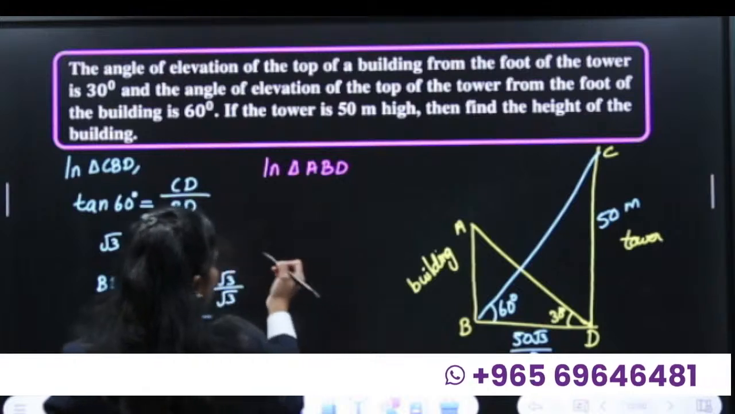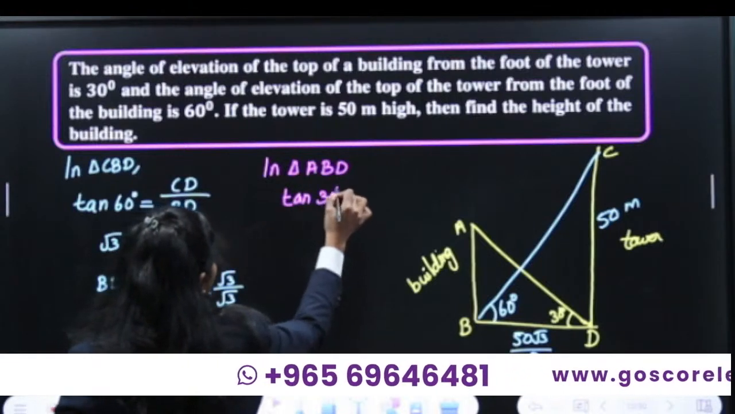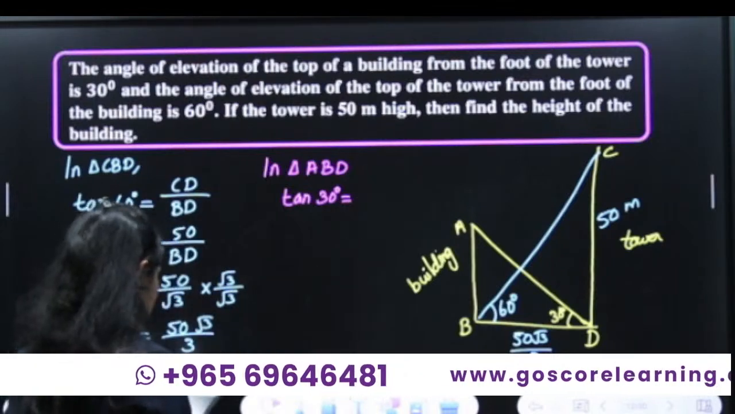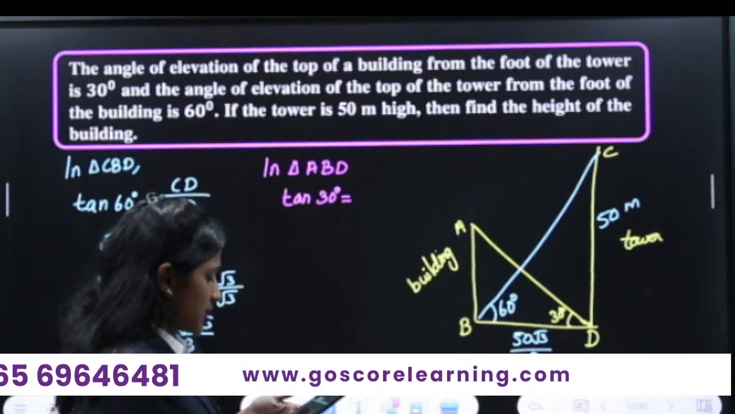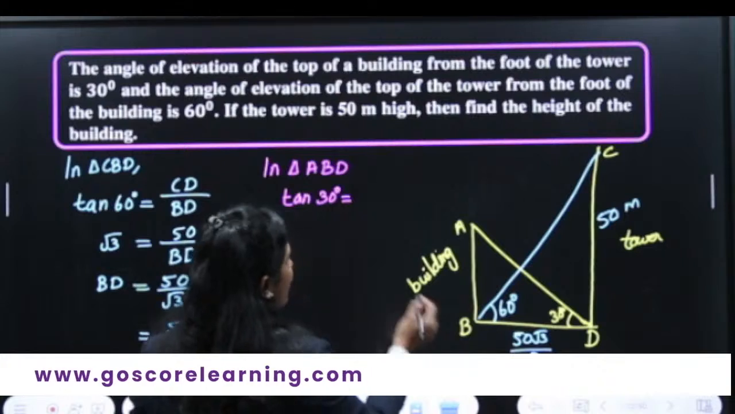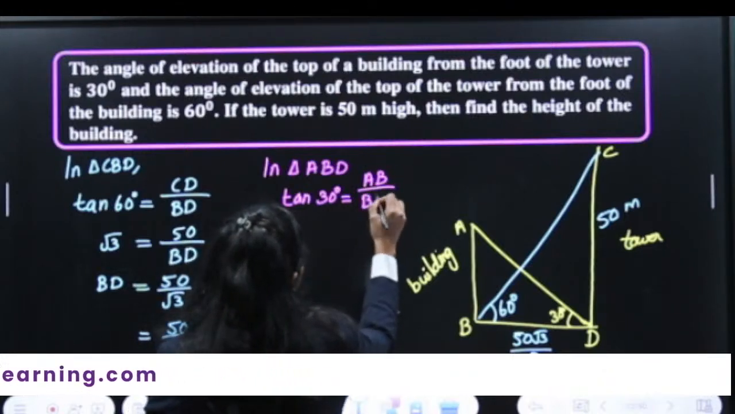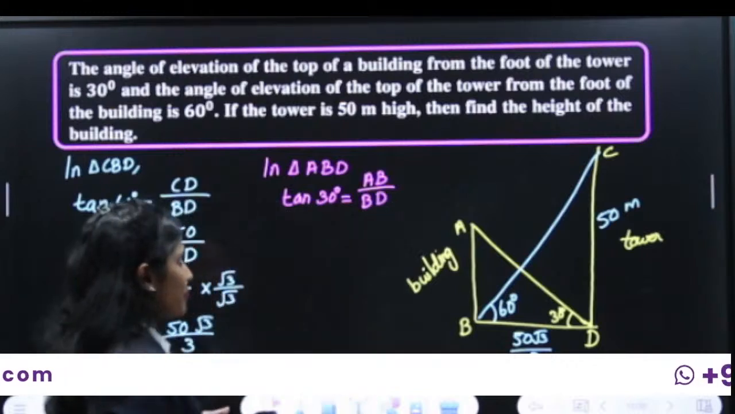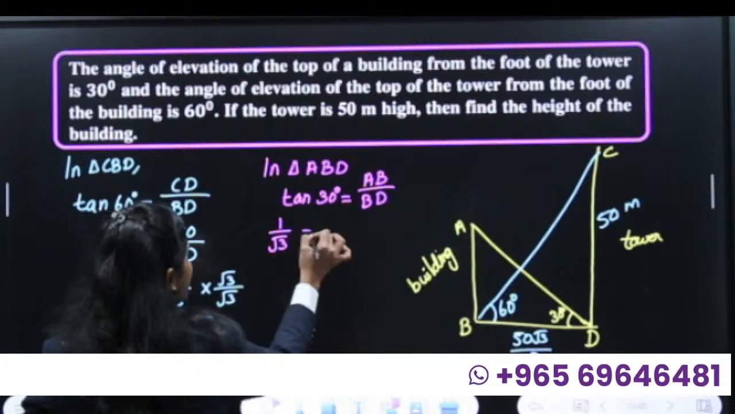In triangle ABD, tan 30 is equal to what? Opposite side over adjacent. Okay, tan 30 is equal to opposite side AB divided by BD. What is tan 30? 1 by root 3 is equal to AB over BD.